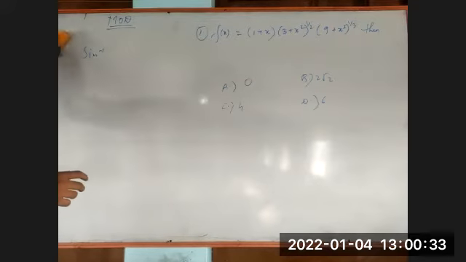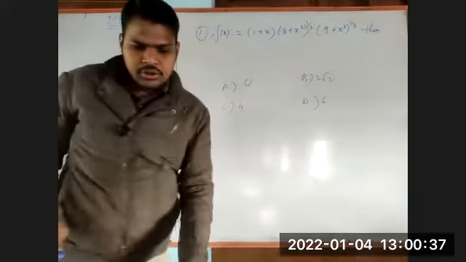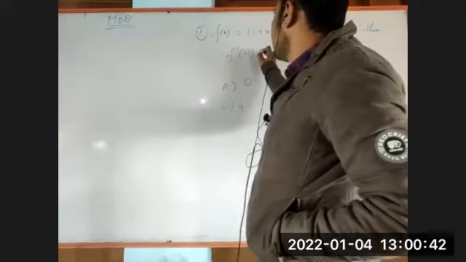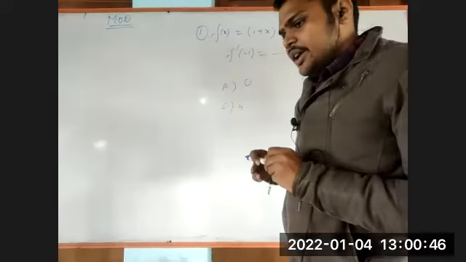0. Why 0? Wrong answer, it is f dash of minus 1. Wrong answer, you can try it.